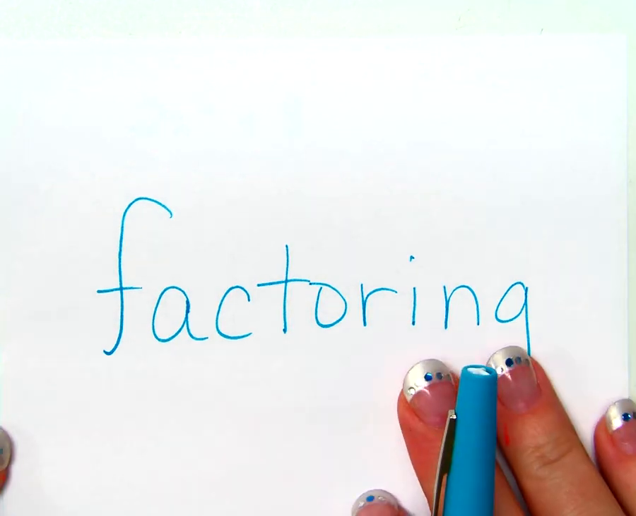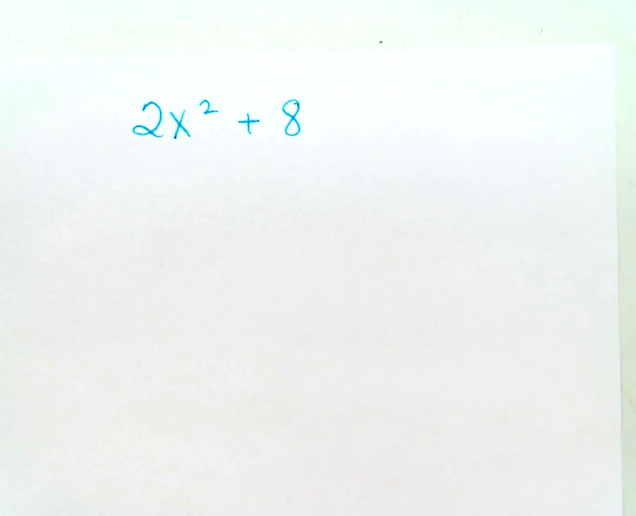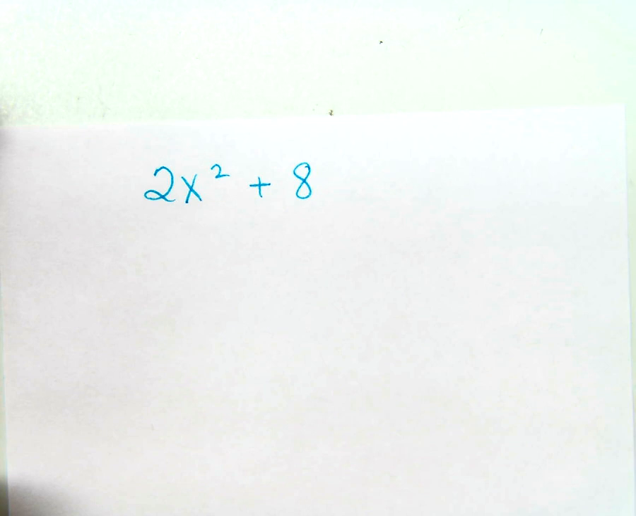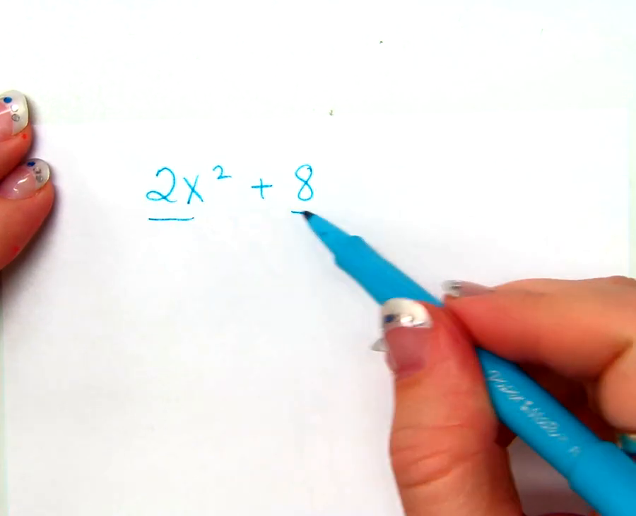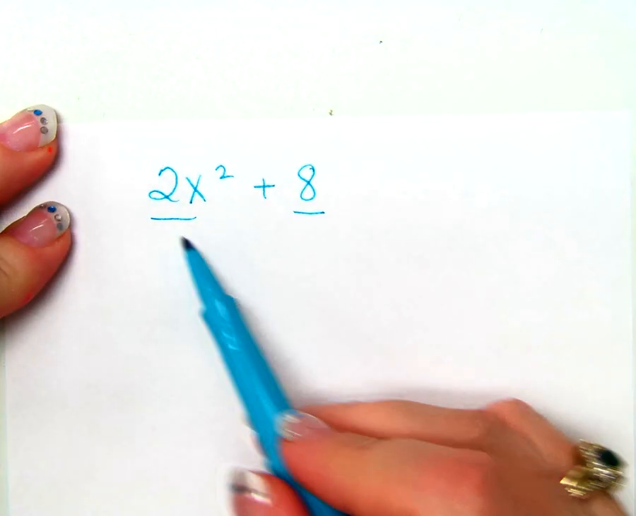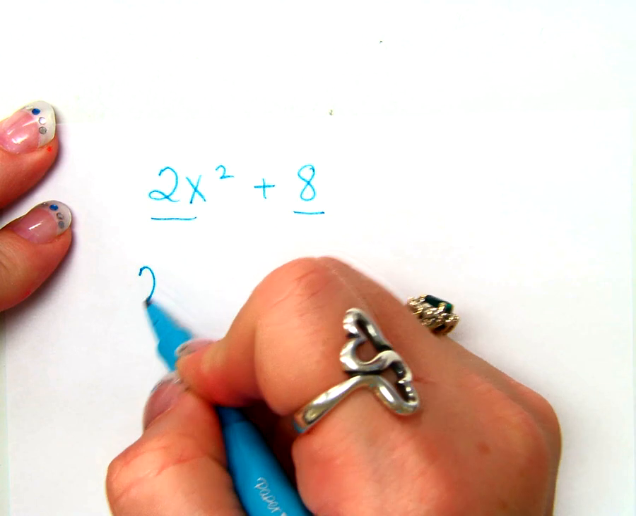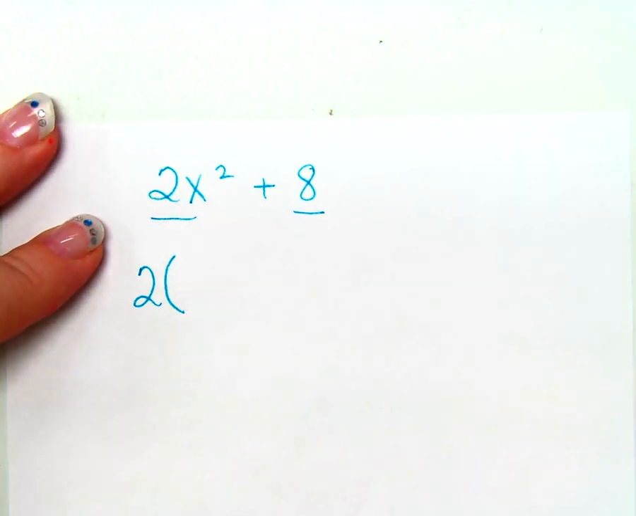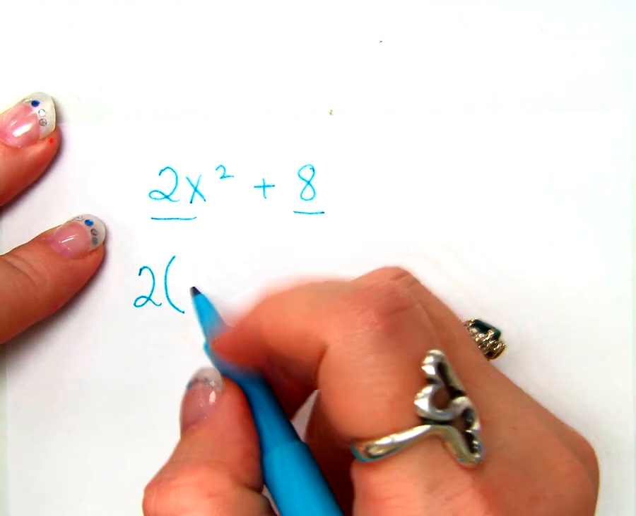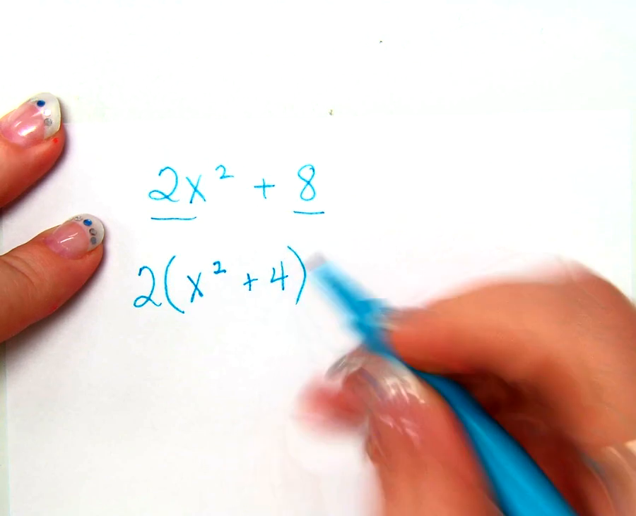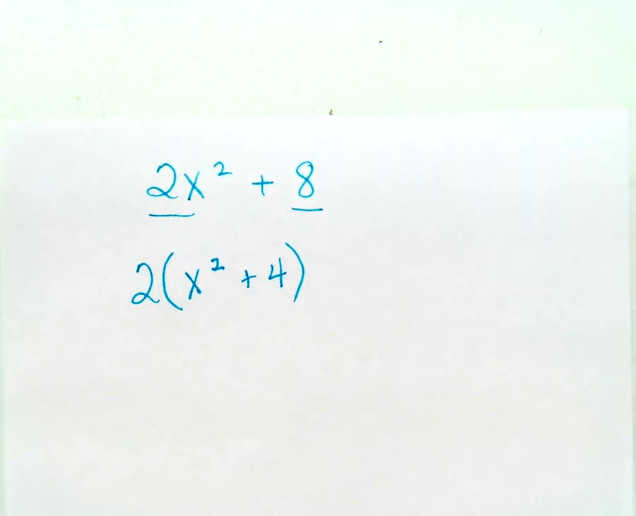Okay? So the first thing that we're going to do when we factor is we're going to look specifically for a greatest common factor. Is there anything in all of the terms, or in this case both terms, that both terms are divisible by? Well, hopefully you can see that that greatest common factor would be 2. When we factor out a 2 of each term, we're dividing each term by 2. If I divide this term by 2, I have an x squared. If I divide this term by 2, I have a 4. And that's it. That's all I can do on that particular problem.